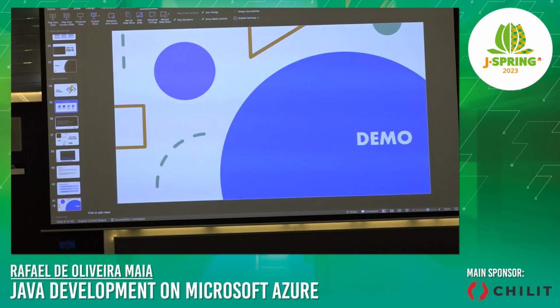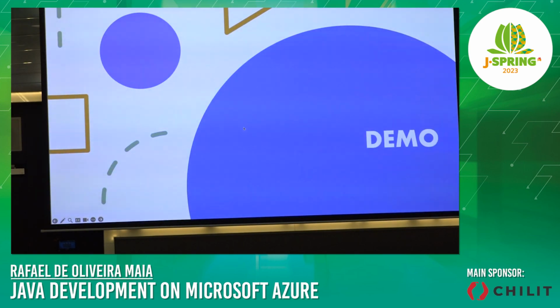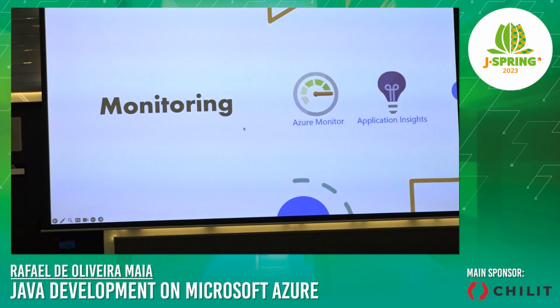So let me go back to these slides. We saw App Service running. If you have an application that runs 24/7, App Service is your resource to go. We saw Functions, and we need to monitor all of that. So monitoring is quite an important part of our jobs.